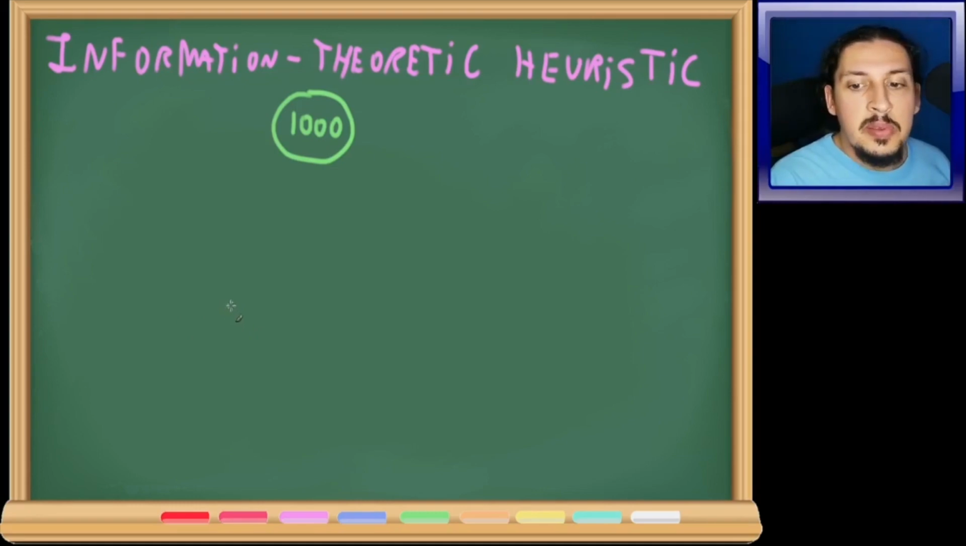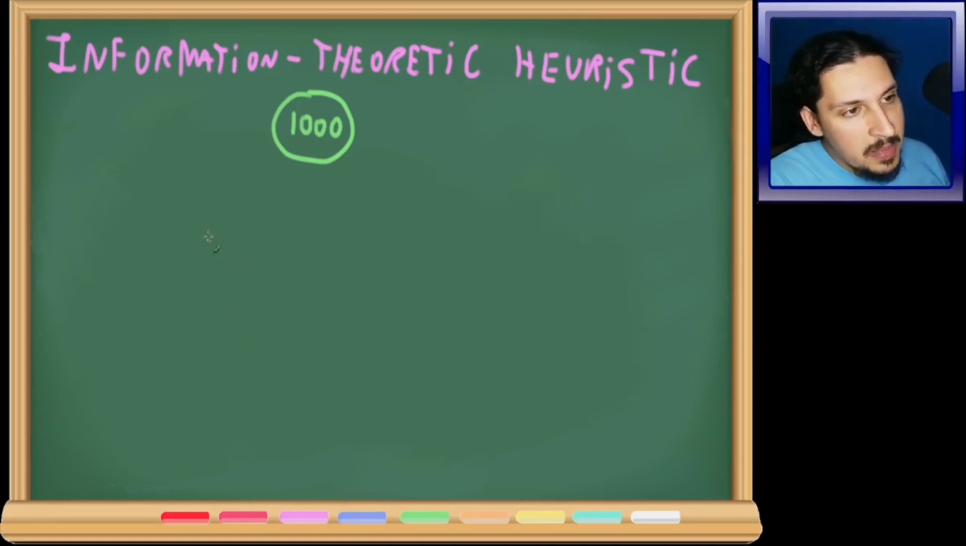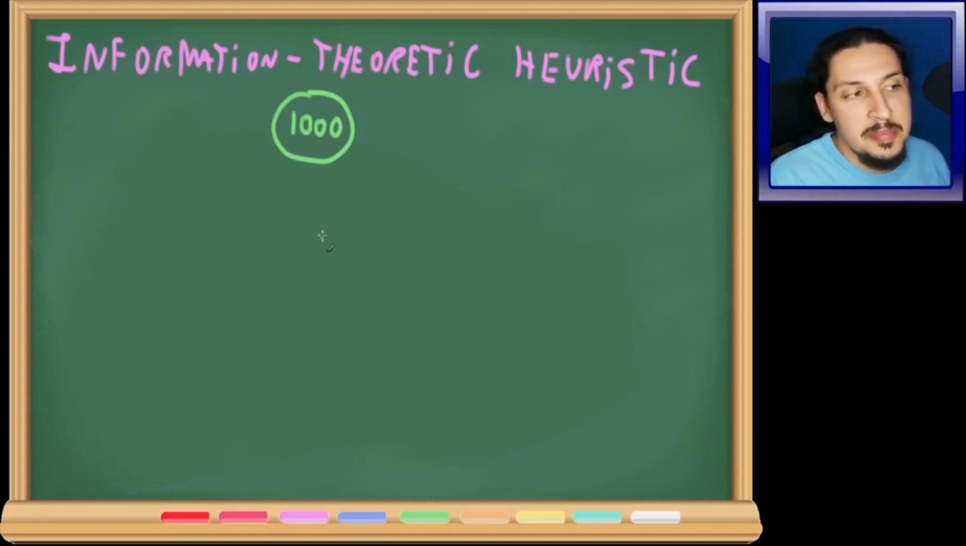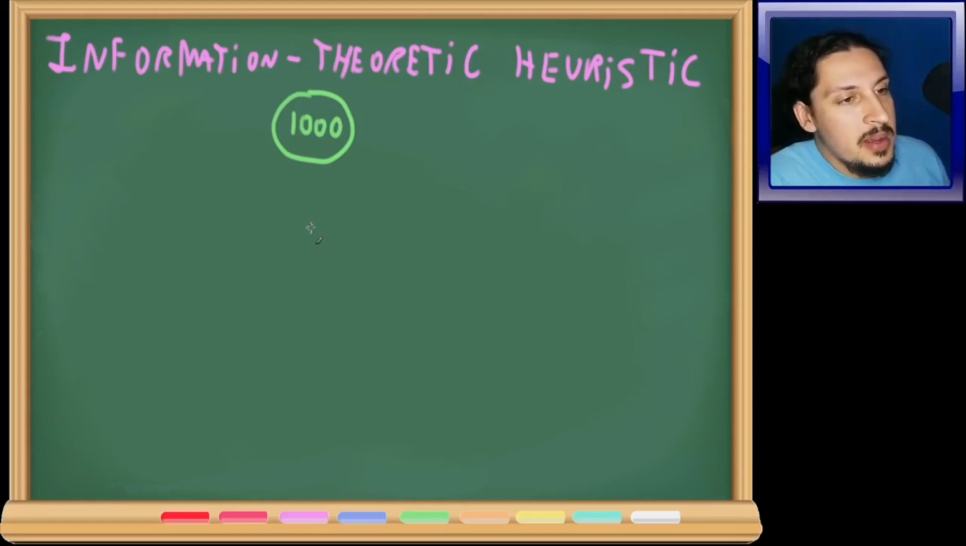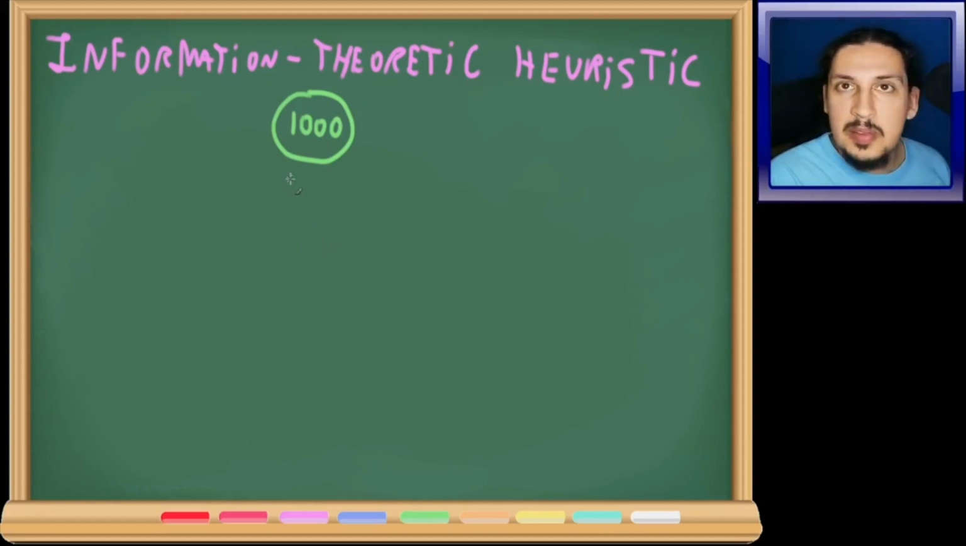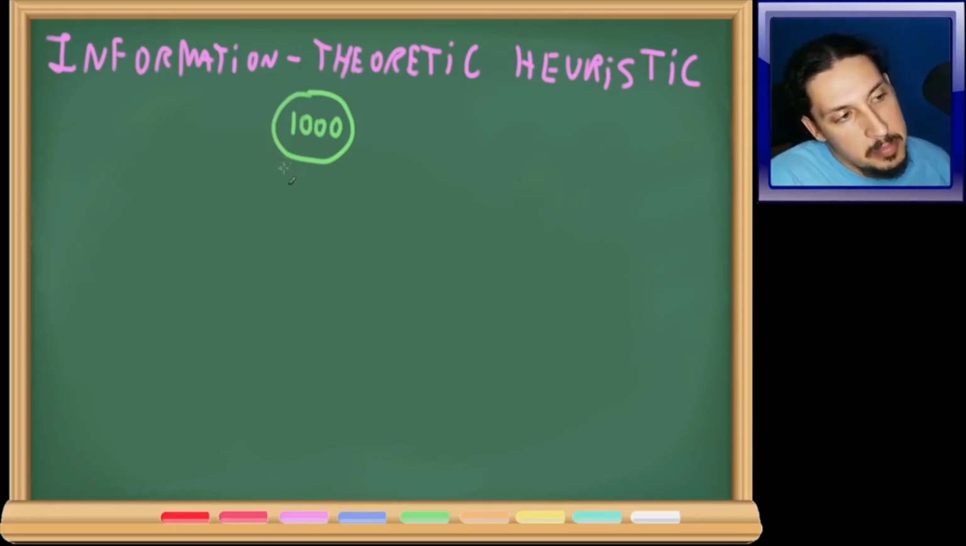Okay, let's continue now with another idea, which is very useful, and I call it the information theoretic heuristic, which is an invented name, but we'll see why I call it that way. It's actually a pretty simple idea, but very useful.